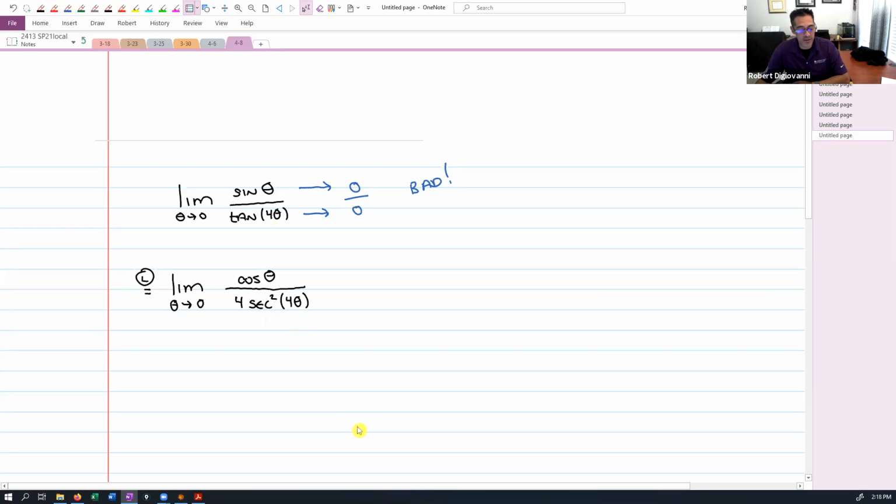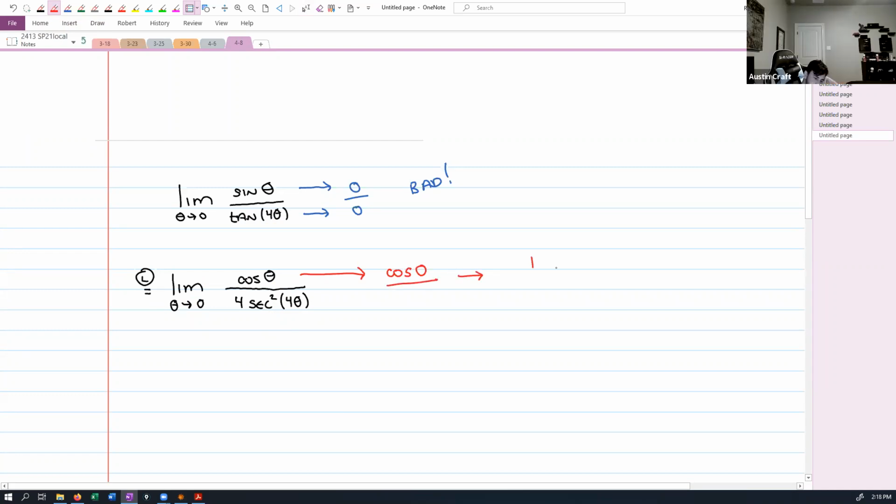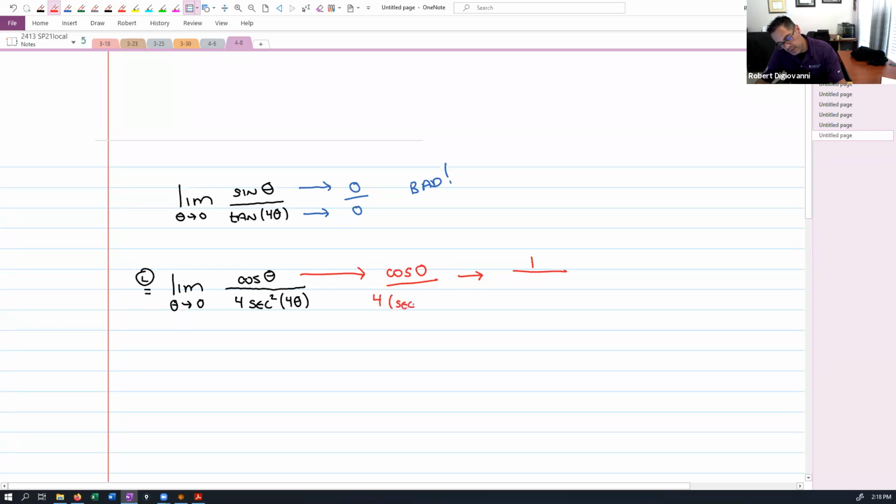Now let theta go to 0. What's cosine of 0? 1. Okay. Now on the bottom, it's going to become 4 times, now be careful here, this really means secant of 0 squared. Because you're going to replace theta with 0, so that's 4 times 0. You're going to do secant of 0 and then raise it to the second power.